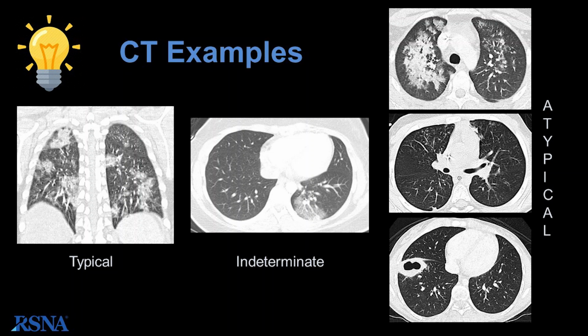On the right, we have 3 examples of what would fall into the atypical category. The top image shows central predominant consolidative and ground glass opacities, and this is a confirmed case of varicella pneumonia. In the middle, we have tree-in-bud and centrilobular nodular opacities in the middle lobe and lingula, and this was a mycobacterial infection. In the bottom, we have a cavitary lesion in the right lower lobe, and this was a Staph aureus abscess.